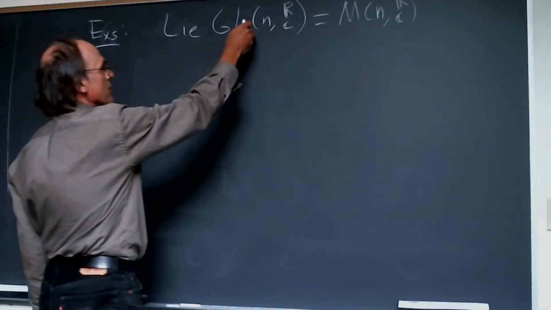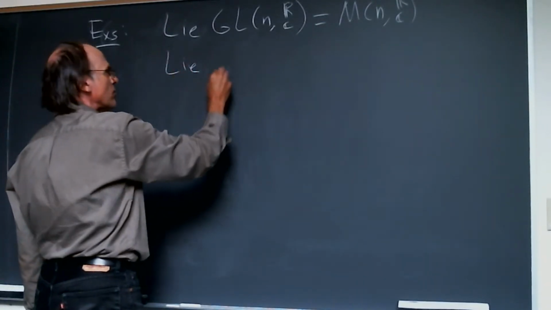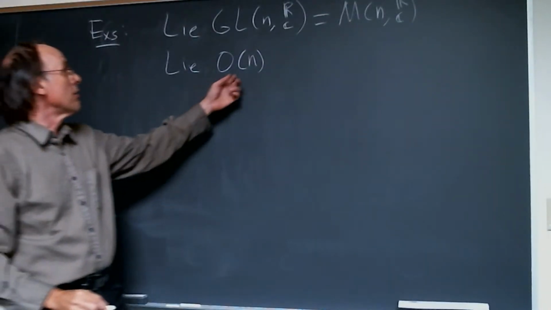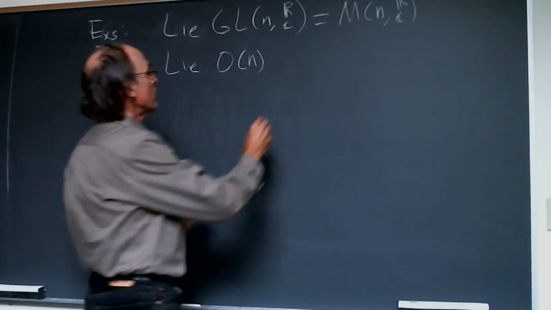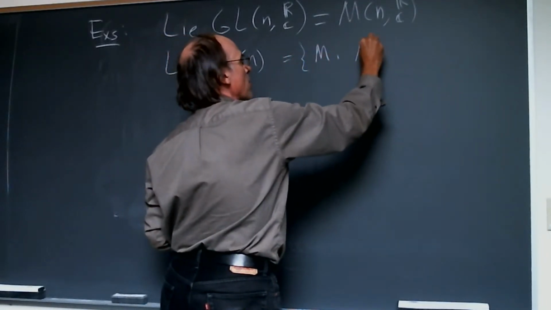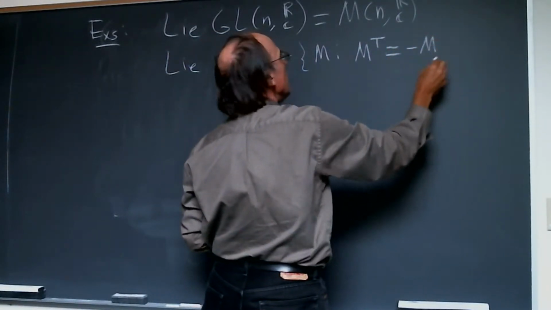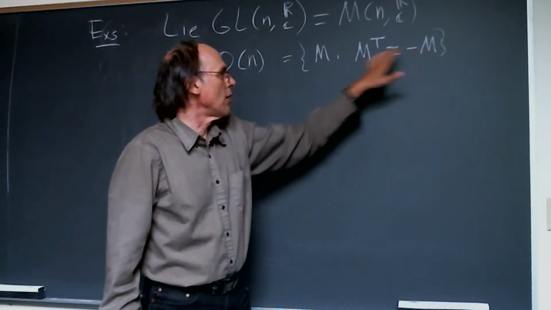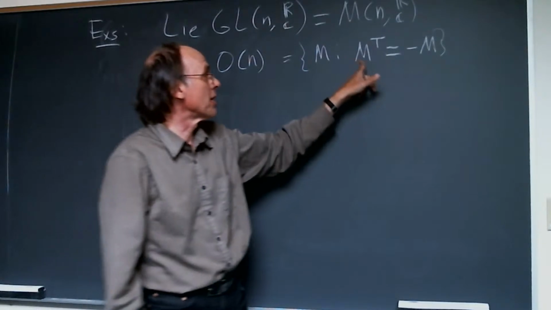Then you have subgroups of this which satisfy certain conditions. One was the orthogonal group, the real n by n invertible transformations that preserve an inner product. Its Lie algebra is the set of M such that the transpose of M is minus M. I'll often say that such a matrix is antisymmetric: if you flip it about the diagonal, you get a minus sign.